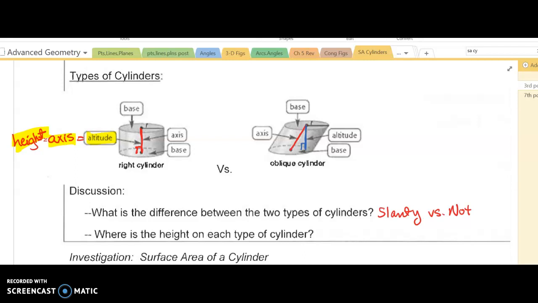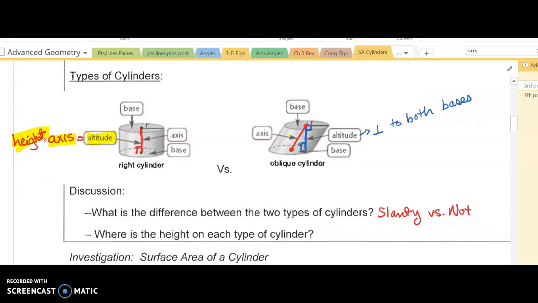But then notice on the oblique cylinder, you have an altitude still, just like we did on the prism. Remember, the definition of the altitude is that it was perpendicular to both bases. That's what it has to be, perpendicular to both bases. Versus the axis does not have to be perpendicular. The axis's job is just to connect the centers of these two circles.